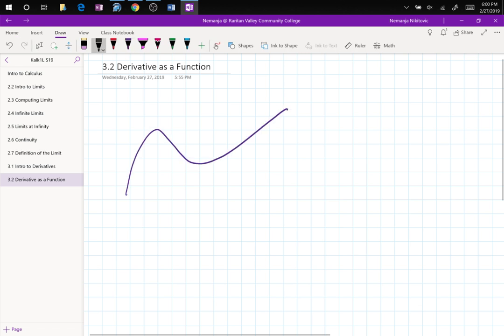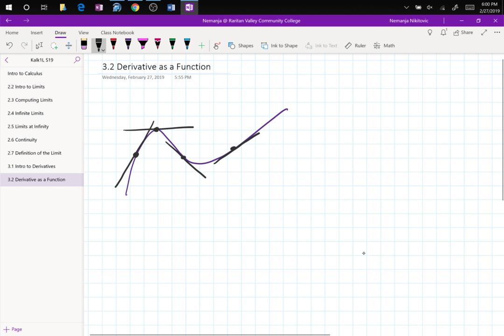Not sure why it's purple, but it's okay. We can have a tangent line here on top, and it will be horizontal. We can have a tangent line right here, a tangent line right here, tangent line right here. So every point along the function is going to have a tangent line, and those tangent lines have numbers. Those create a new graph, which is a function, and we call that function the derivative function.